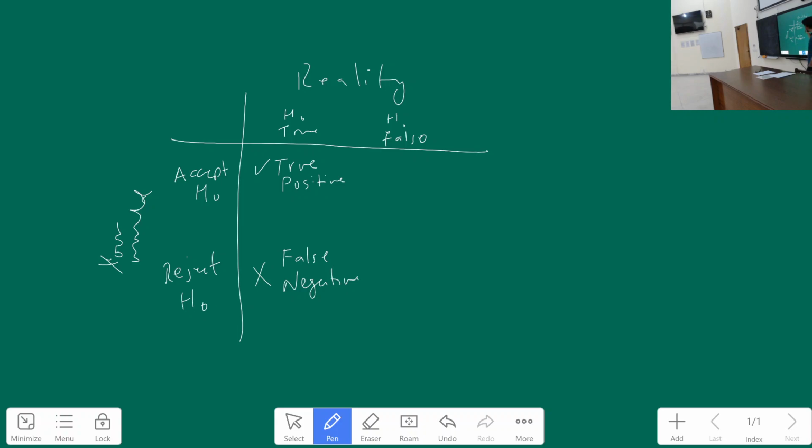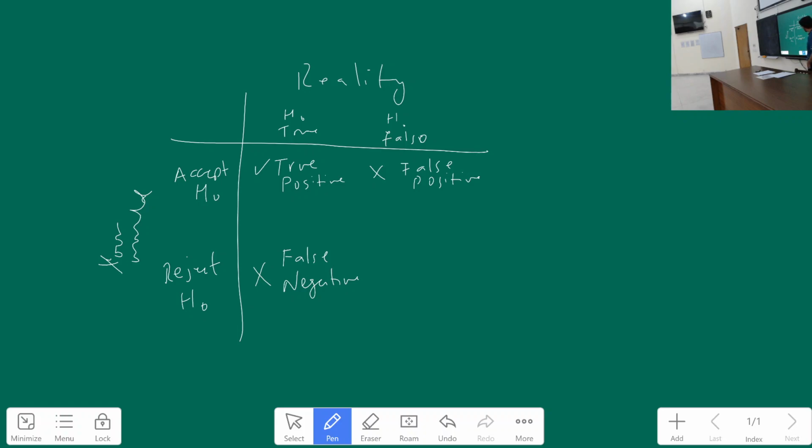What else can happen here? What's in this part? You say you were right, yes, but in reality, you were wrong. So this is again a case of a mistake, and this is called false positive. Positive means you concluded in favor of H naught, but you were wrong. So these are two errors here.